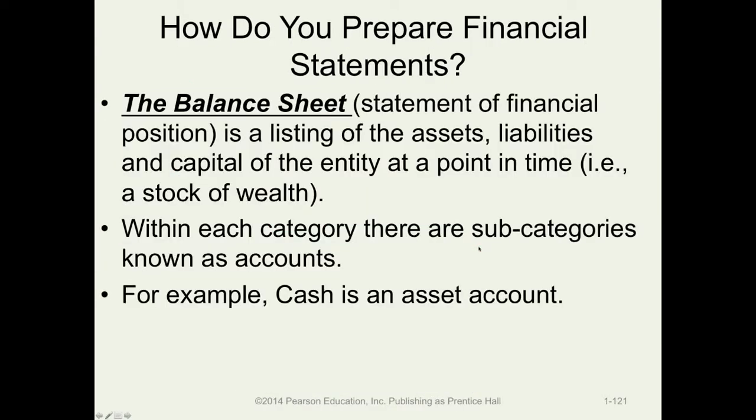So specifically, balance sheet is a listing, or sometimes called, by the way, the statement of financial position. It's a listing of the assets, liabilities, and capital or equity of the entity at a point in time. At a point in time, not over a period of time. Notice the difference. Stock of wealth is different than the change in owner's wealth. And then within each category, we have sub-accounts. So if you look at assets, we know that the sub-accounts could be cash, inventory, prepaid expenses, accounts receivable, as we've already seen on the accounting equation.